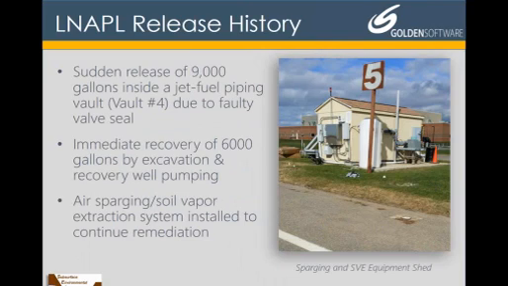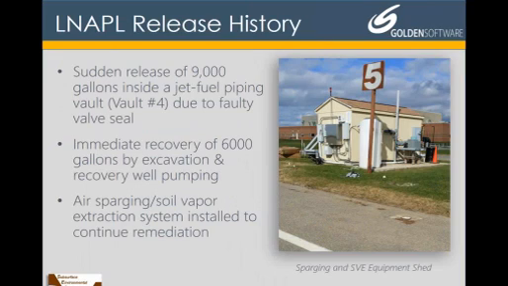A brief history of the release. There was a sudden release from an underground fueling system that was estimated at 9,000 gallons. The fueling system includes two aboveground storage tanks. Piping out to the airfield is below ground, and the piping goes through various valve vaults. In this case, the source area was what was called vault number 4, and the release was discovered to be due to a faulty valve seal within the concrete vault. So again, it was estimated by facility records that the release was approximately 9,000 gallons.